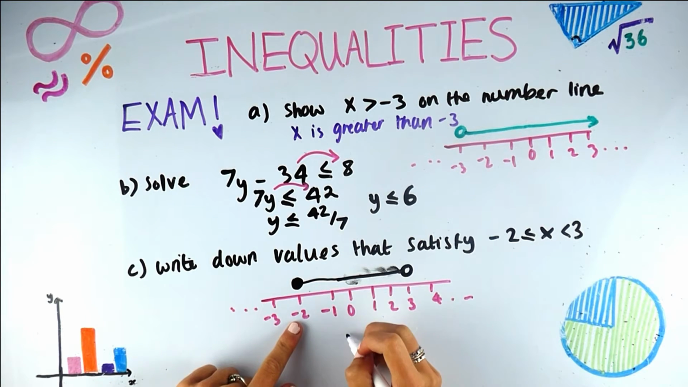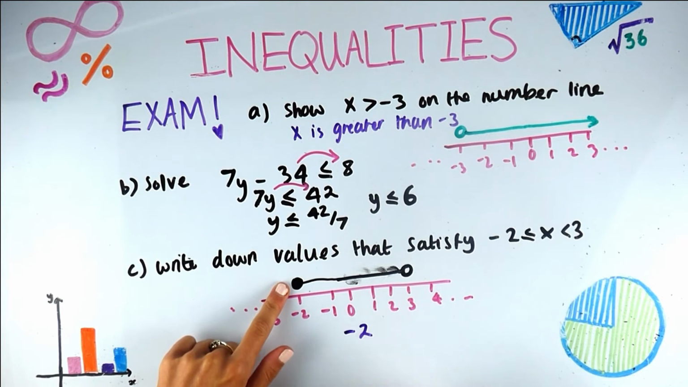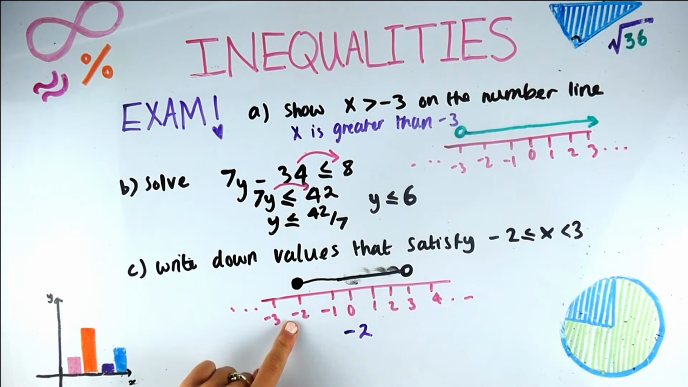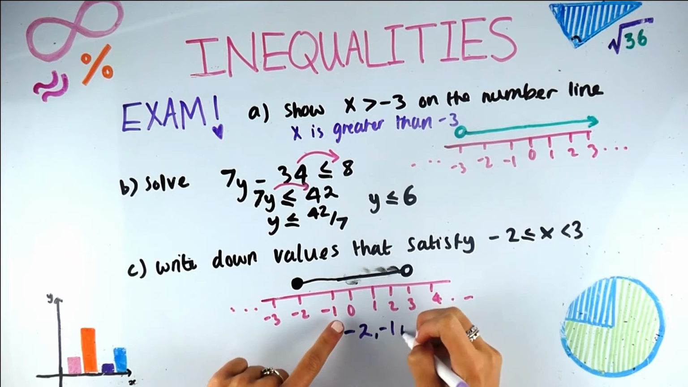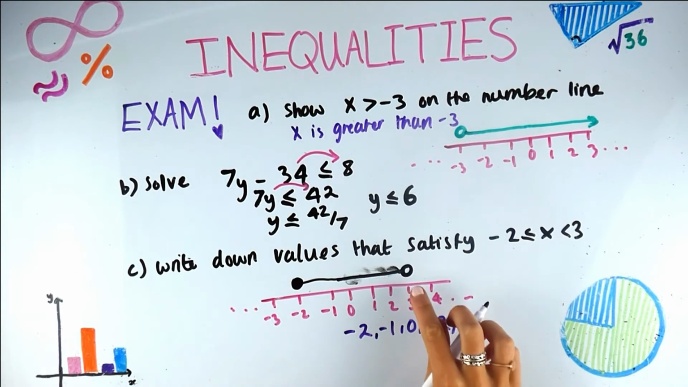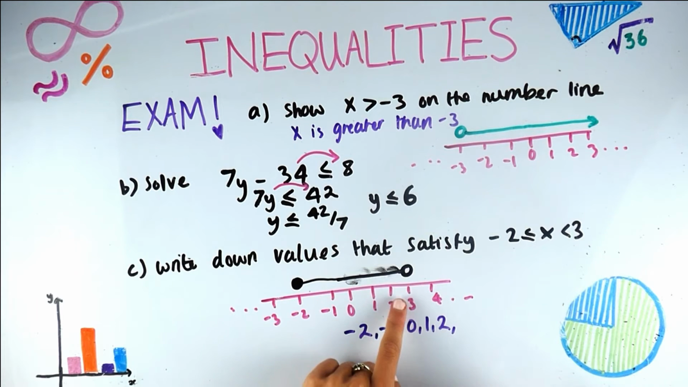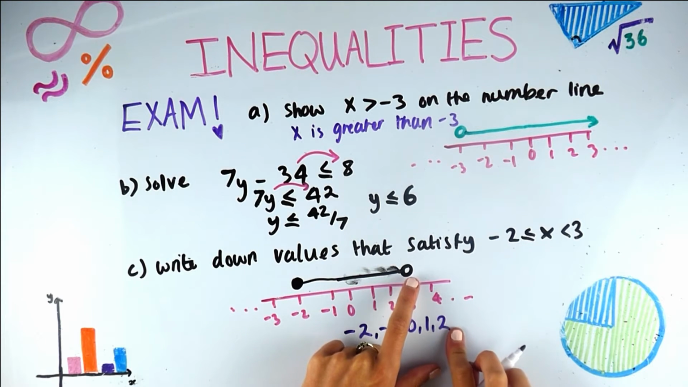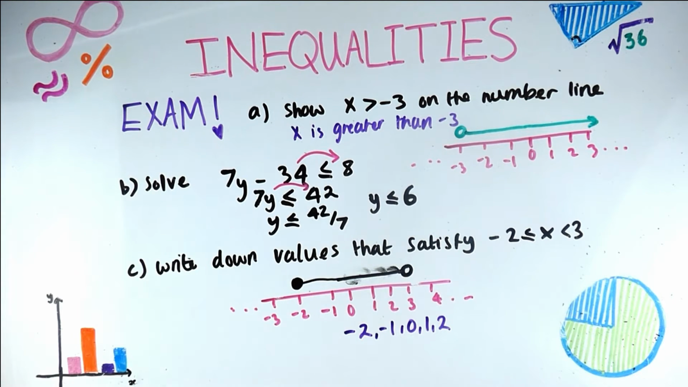So from -2, I can write it down because it's a filled in circle, so it can take the value -2. It can be -1, 0, 1, 2, and then this is one you've got to be careful of. It cannot be 3, because 3 is a kind of donut, so we can't include it. You can't actually take the value 3. So that's that question. Let's do another one.